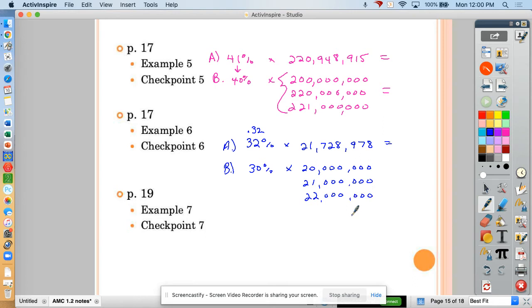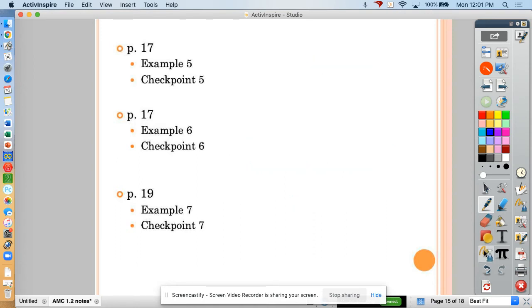Any of those would work, and you multiply those out and you come up with 6 million, or 6,600,000, or 6,000,006, I don't know. Oh, 6,300,000. So any one of those would work for making good estimates. All right, let's look at number 6.